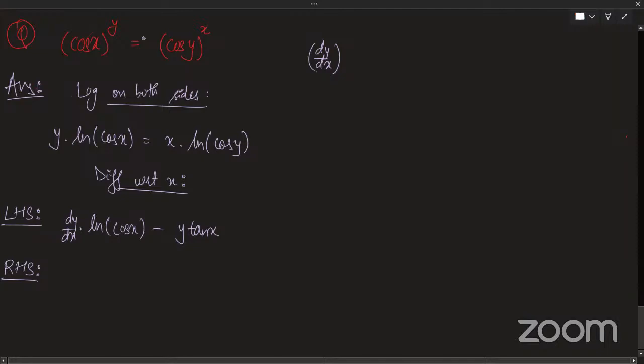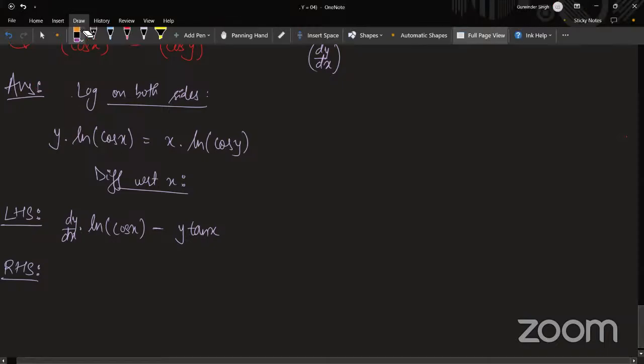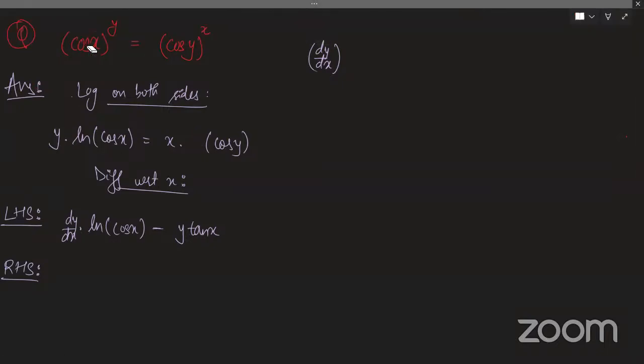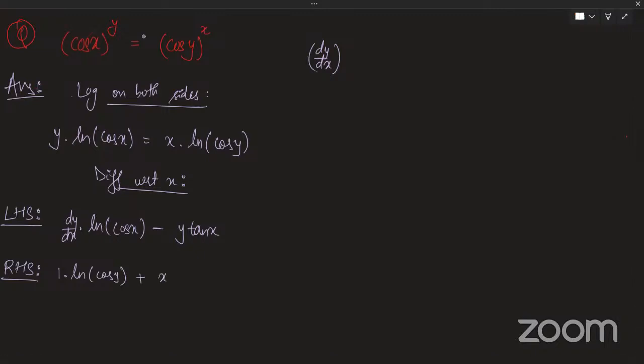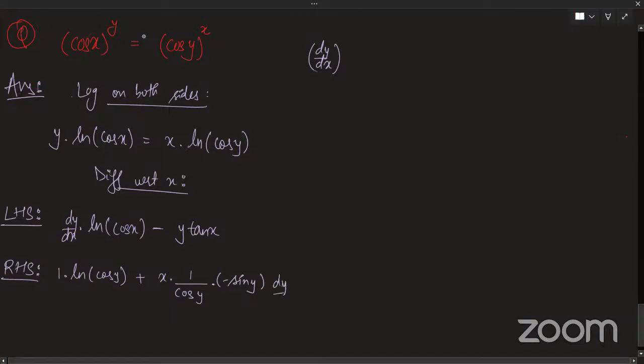Tell me, what will be the derivative? How will you take the derivative of this thing? 1 into ln of cos y. Okay, great. This one was really simple. Now the tough part starts. x into, how will you differentiate ln of cos y? 1 by cos y into minus sin y into dy by dx. Great, absolutely great. So that too, without drawing the flowchart, you are able to do now.